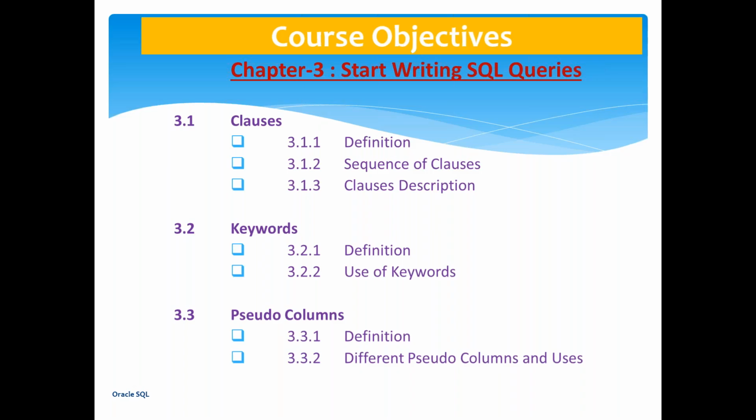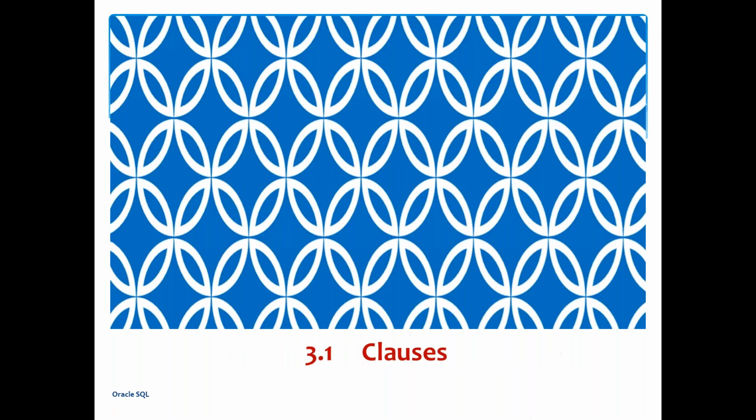After that, the use of those keywords and pseudo columns. What is a pseudo column? Pseudo means hidden. Some hidden columns are there in the tables. If you mention them, then it will work, otherwise it will not. So what are those pseudo columns, and in which cases do we have to use them? Let's see how many topics we can complete. We'll start with these clauses.